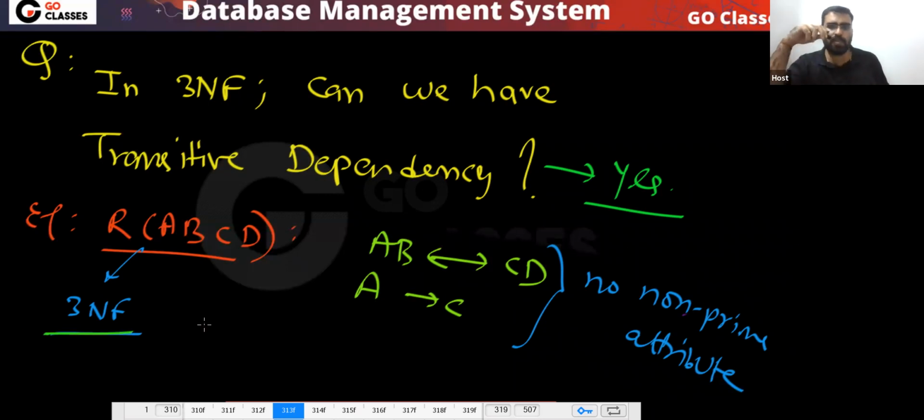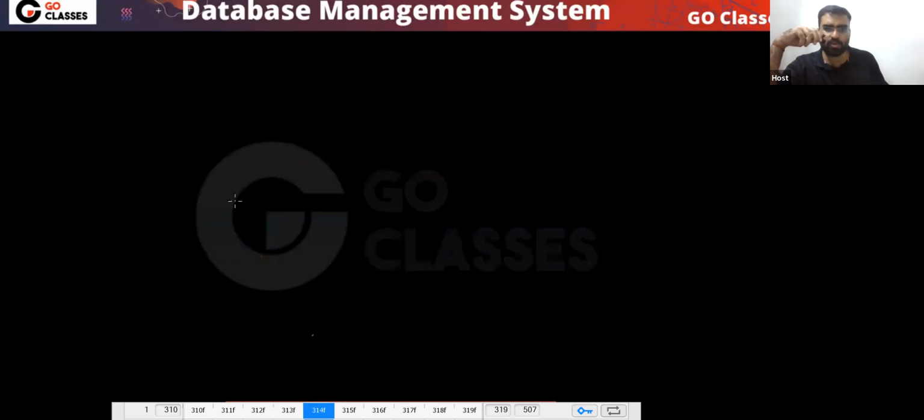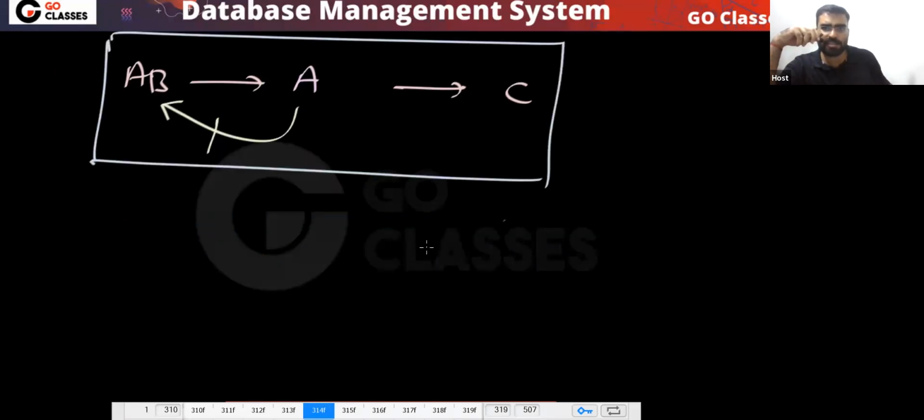But can you notice there is a transitive dependency here? AB goes to C. This is a transitive functional dependency, because AB can determine A and A can determine C, and you can notice A cannot determine B. So you can clearly see that this is a transitive dependency.